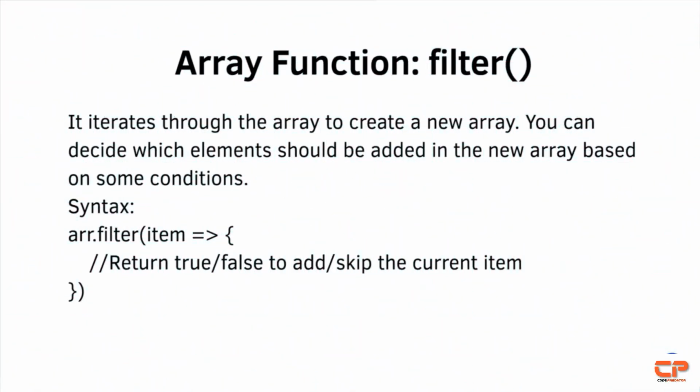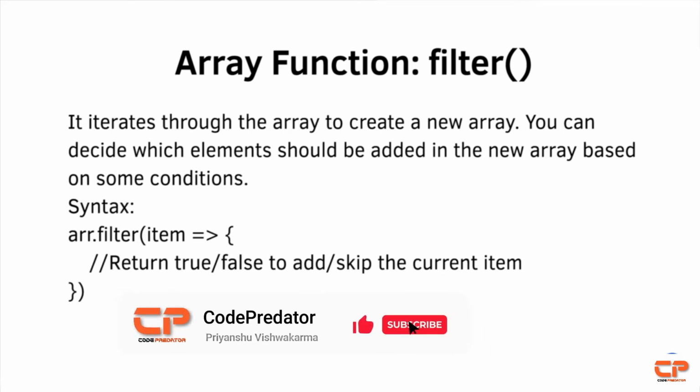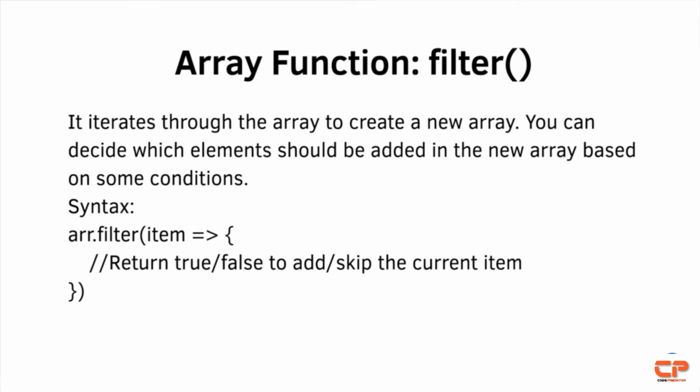It iterates through the array to create a new array. You can decide which elements should be added in the new array based on certain conditions. So this is the syntax for the filter function: array.filter, and it accepts a callback function, and inside that callback function, based on certain conditions, you either return true or false. True tells the function to add the element in the new array, and false tells the function to skip the element.